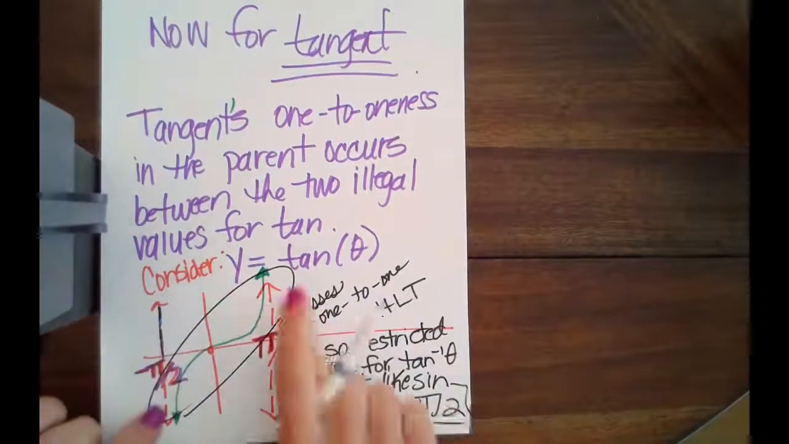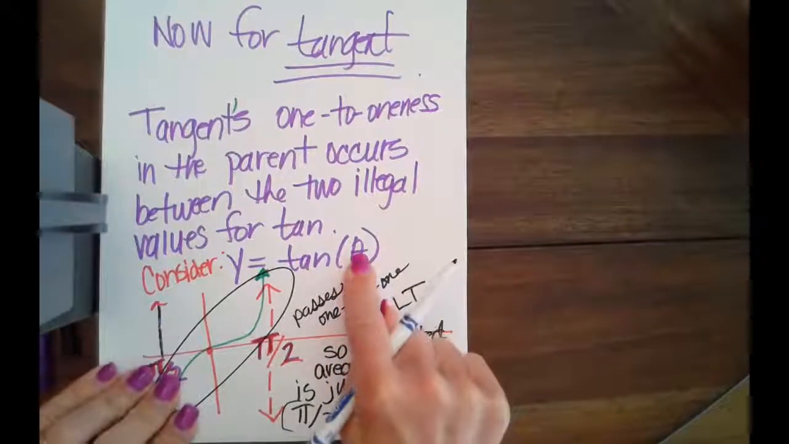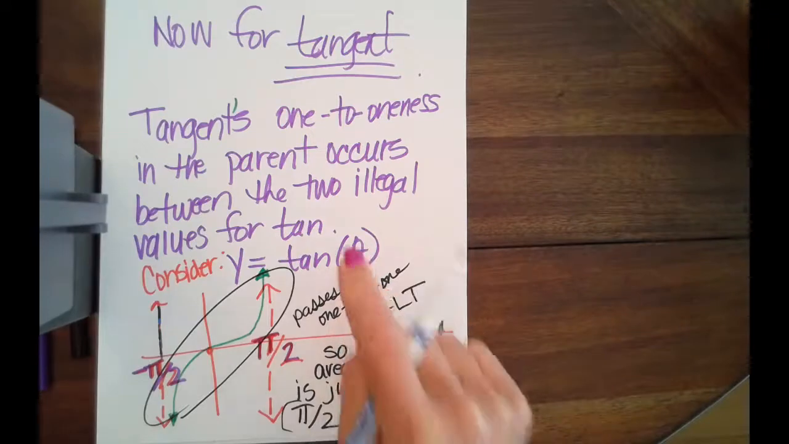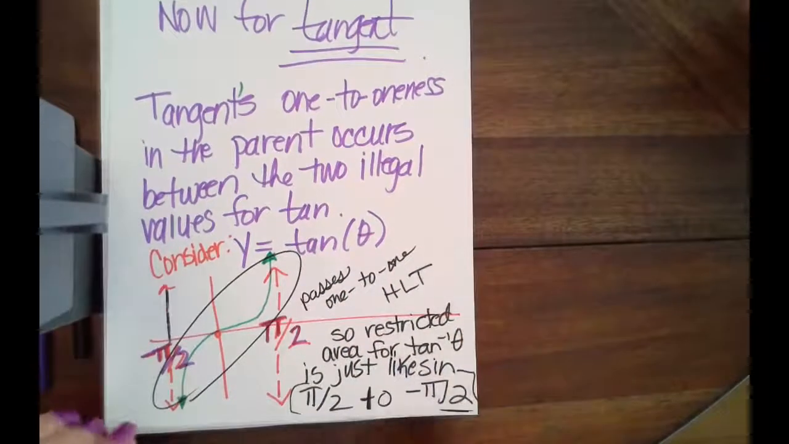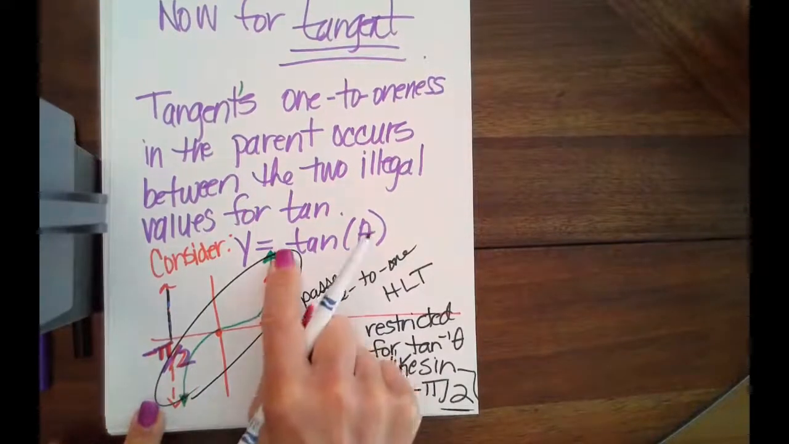In the parent function, we have no bx plus c in here, so that's normally what you would set equal to negative pi over 2 and pi over 2 to define your asymptotes. But since this was the parent, it's easily stated that negative pi over 2 and pi over 2 are our restricted asymptotes. And our tangent function snakes in between those.